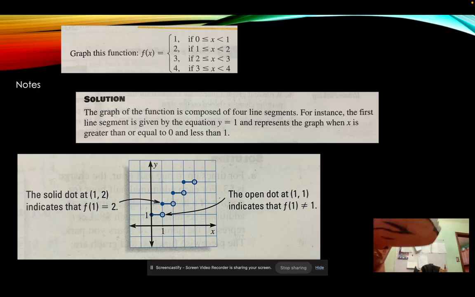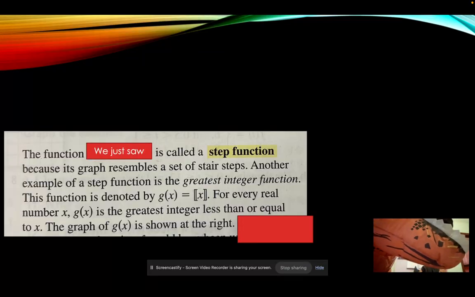And so this graph is going to look something like this, okay? So it's 1, the horizontal line, y equals 1, but only from 0 to 1, okay? And then it goes up to 2, and it's 2 only from 1 to 2, okay? Inclusive of 1, but not inclusive of the 2, and so on and so forth. And we call this a step function because it looks like a series of steps, okay? And so it's a step function.